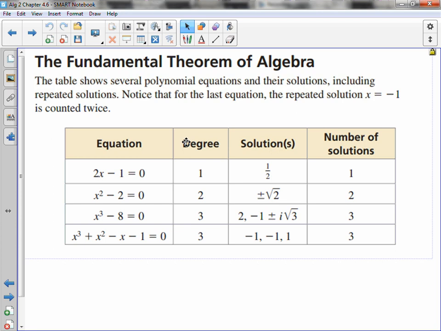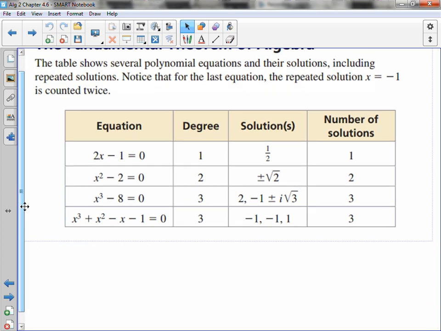All right, guys, so we're going to get started. The first thing we're going to talk about today is the fundamental theorem of algebra. Now, the first thing we're looking at is this here.